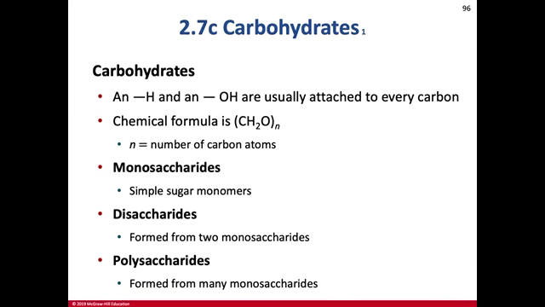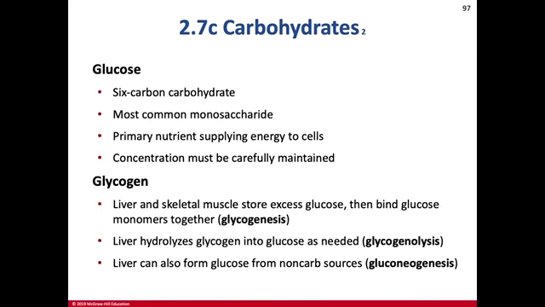The most important reason we consume carbohydrates is energy, right? Because they contain a lot of carbon-hydrogen bonds, and that means we can make a lot of chemical energy from that. Glucose is a 6-carbon carbohydrate, and it's the most common monosaccharide in the body. It's blood sugar, and it supplies energy to cells. And we have to maintain the concentration in our blood very carefully. We don't want it to get too low or too high.